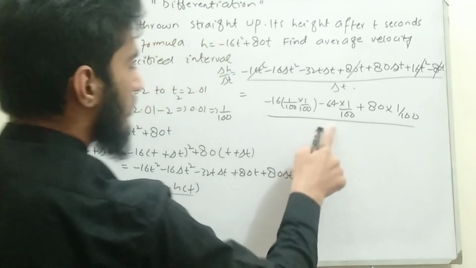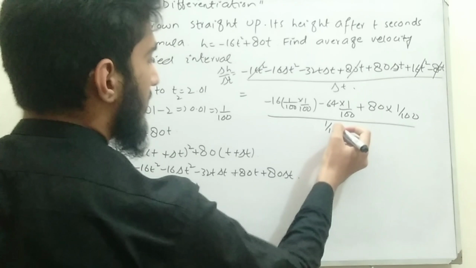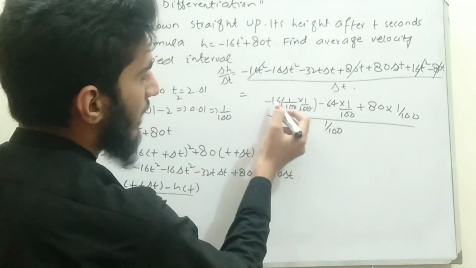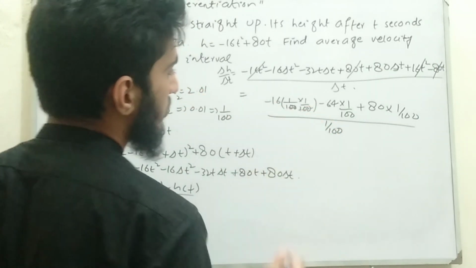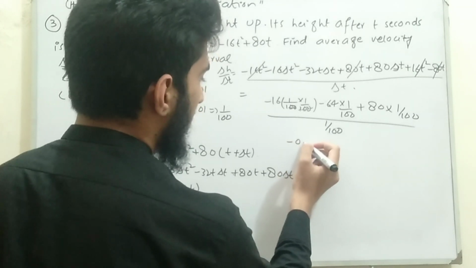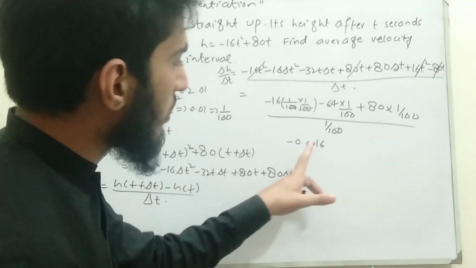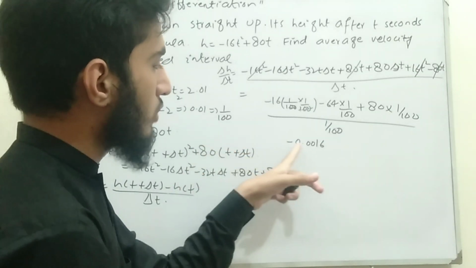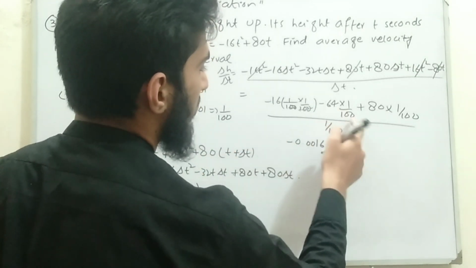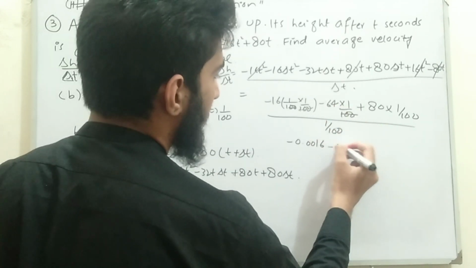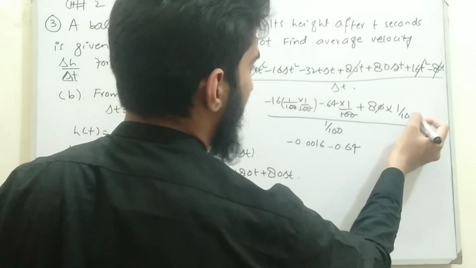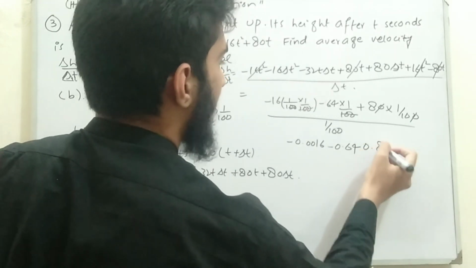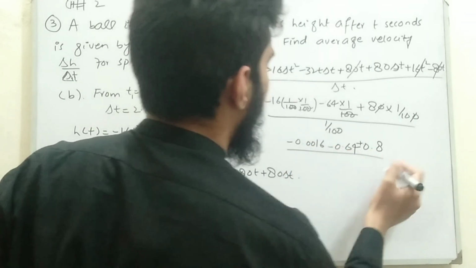After this, del t is equal to 1 divided by 100. After simplification, cancelling the two zeros, the decimal point comes over here, and it becomes minus 0.0016. Then minus 64 divided by 100: by cancelling the two zeros, it becomes minus 0.64. And for 80 divided by 100, the zero cancels out, we are left with 8 divided by 10, which gives us 0.8. Plus 0.8, and the whole is divided by 1 over 100.